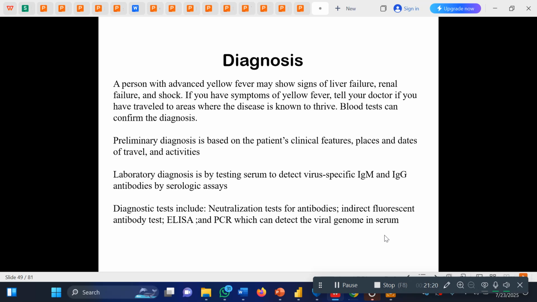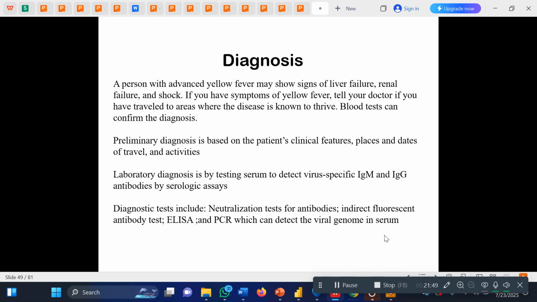How to diagnose this? A person with advanced yellow fever may show signs of liver failure, renal failure, and shock. However, if you have symptoms of yellow fever, it's important that you tell your doctor if you have traveled to an area where the disease is known to thrive. Blood tests can confirm the diagnosis. Preliminary diagnosis is based on the patient's clinical features, places, and date of travel and activity. So it's important that we take a very good history.